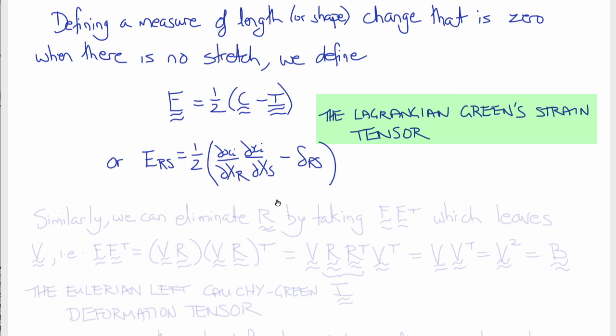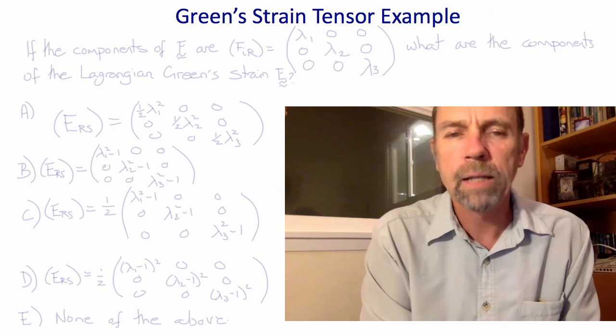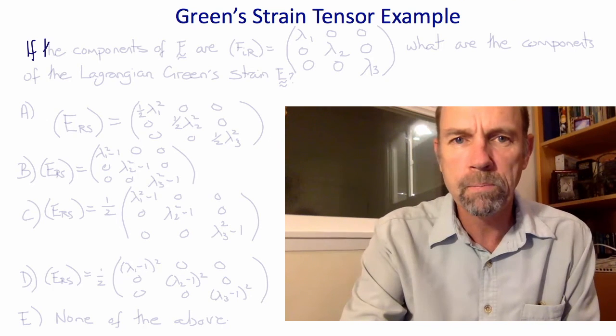So in order to eliminate the rotation, we took F transpose F. That had the effect of squaring U, and therefore the strain defined this way is a quadratic definition. And the 1/2 there is so that when we do a Taylor series expansion and linearize, that will cancel. Let's try an example now.